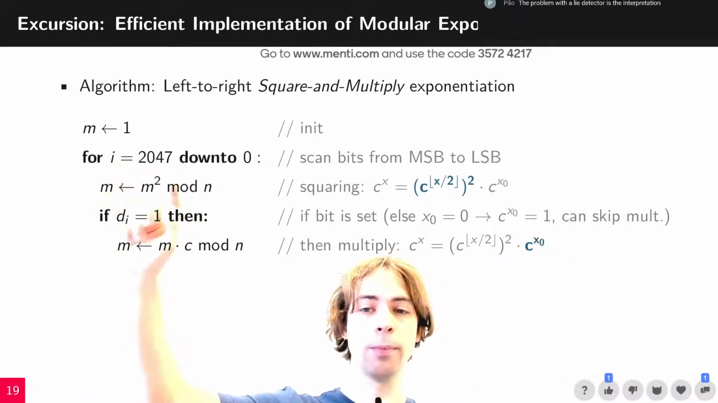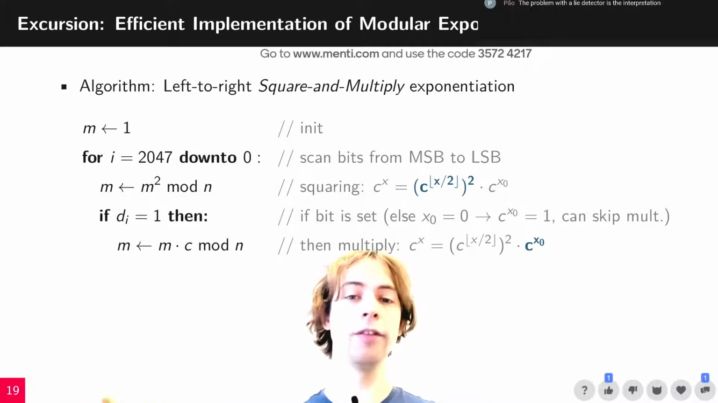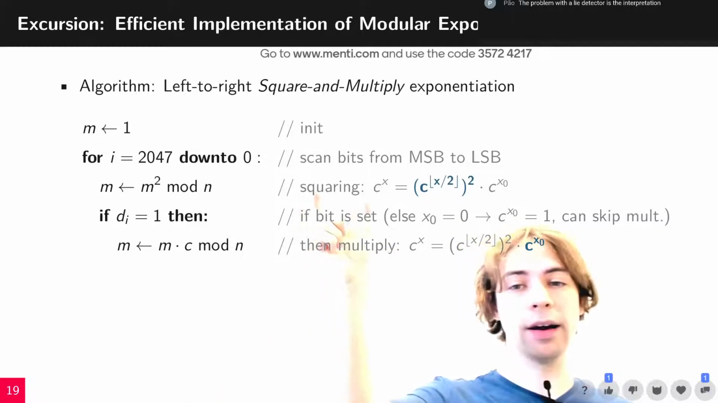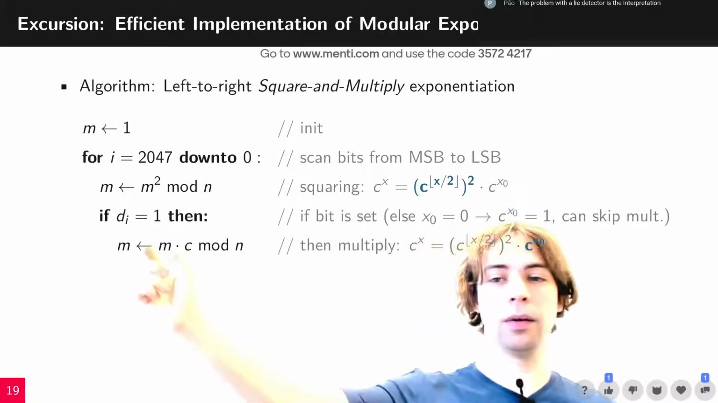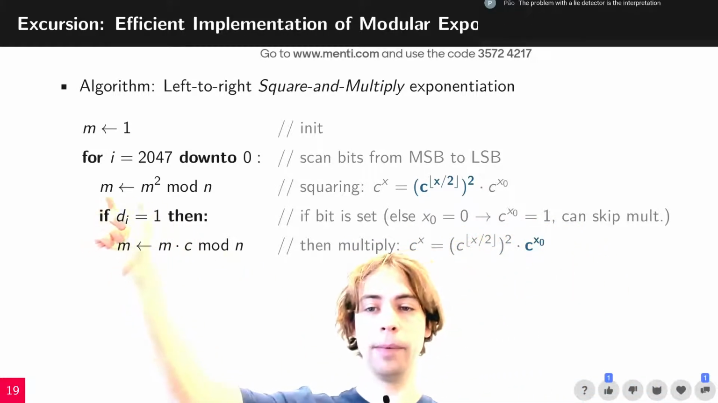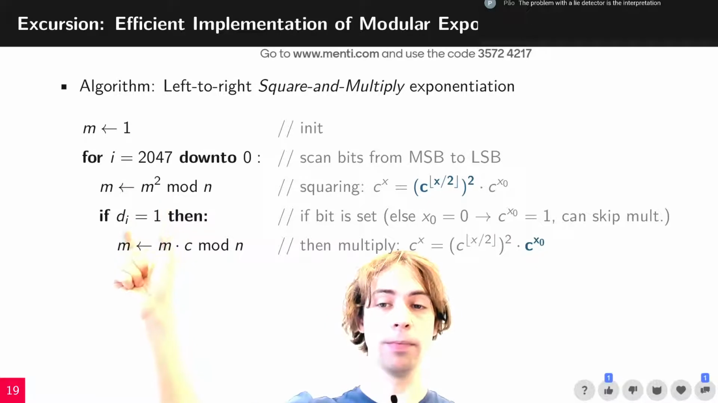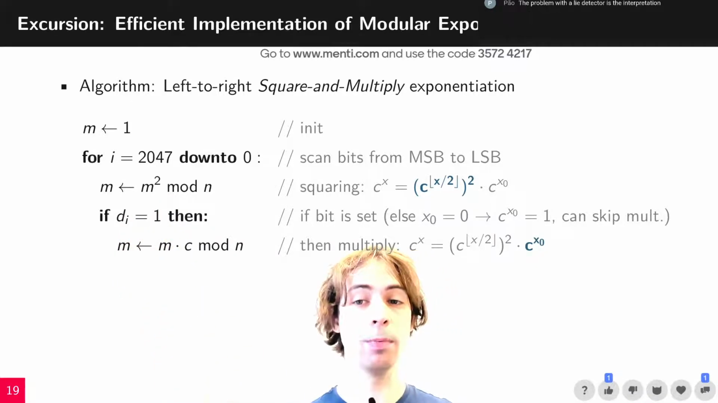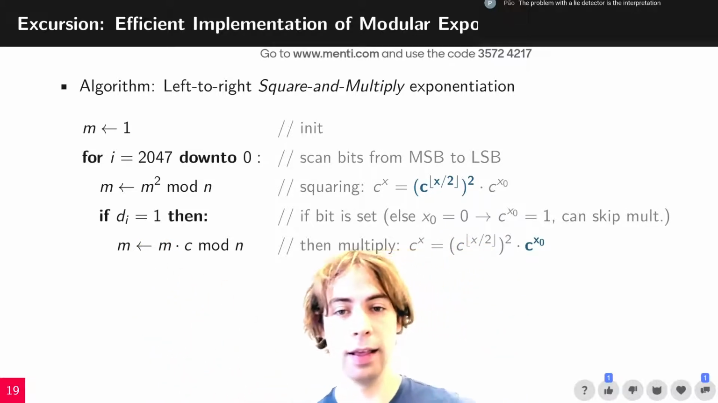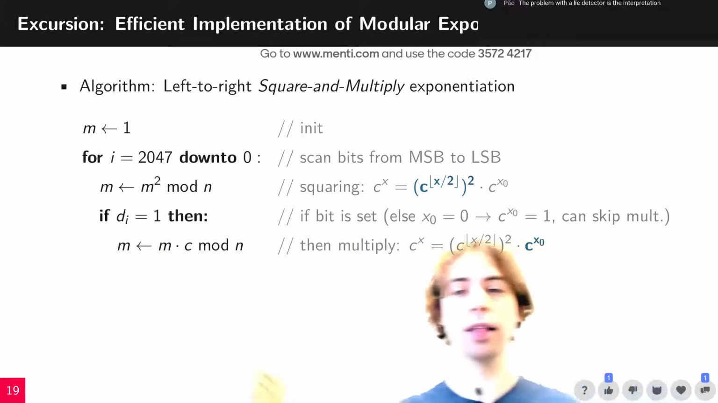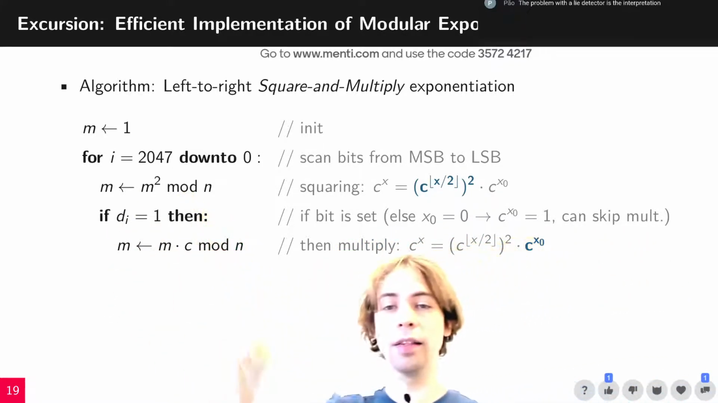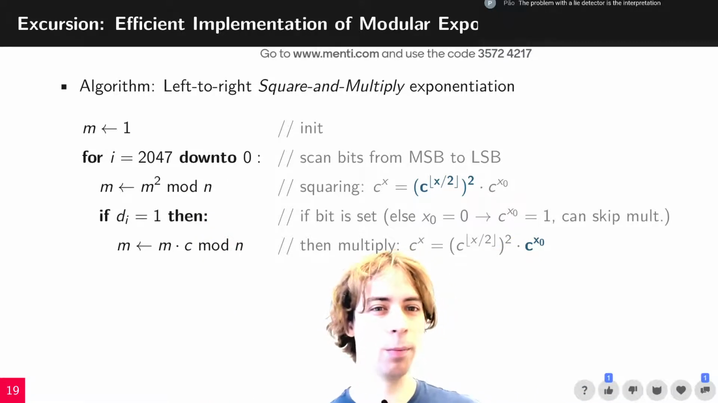So for all the exponent bits, from the most significant bit to the least significant bit, you go through it, and then you square the current value of m modulo n. So this is what you always do. In the case the exponent bit is a 1, then you also additionally multiply it with c. So this is why we call this square and multiply. And it doesn't always multiply, it only does this multiply step if the exponent bit is a 1.